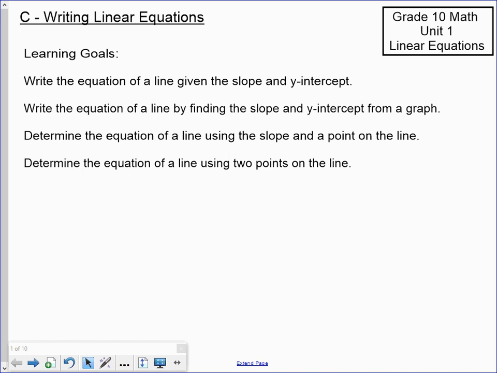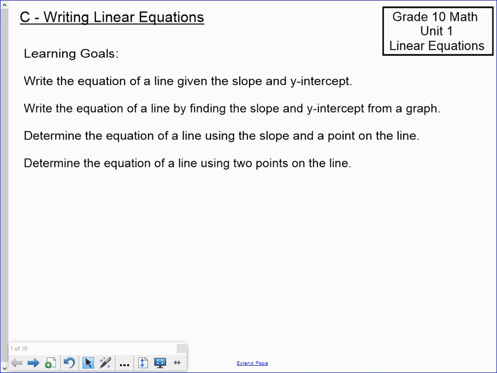All right, this is section C, writing linear equations. And what we want to be able to do here by the end of today's lesson is be able to write the equation of a line if we are given the slope and the y-intercept. Be able to write the equation of a line by finding the slope using our slope formula and the y-intercept from a graph. Determine the equation of a line using the slope and a point on the line, and determine the equation of a line using 2 points on the line.